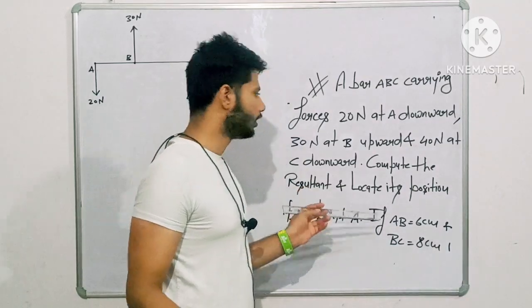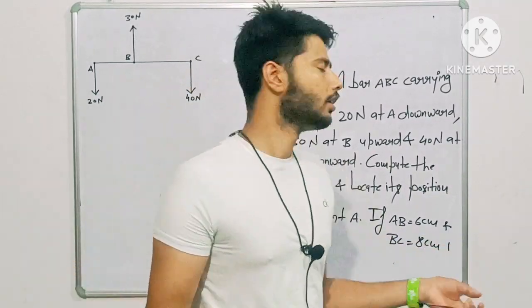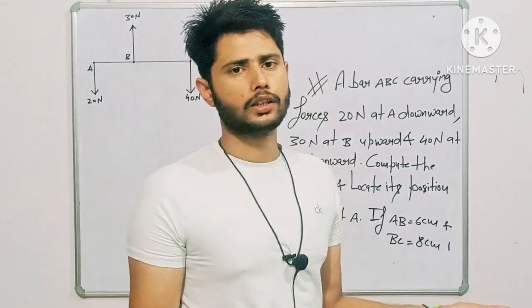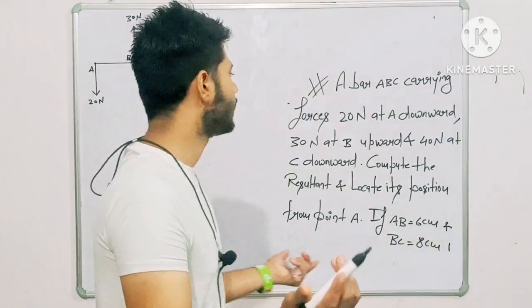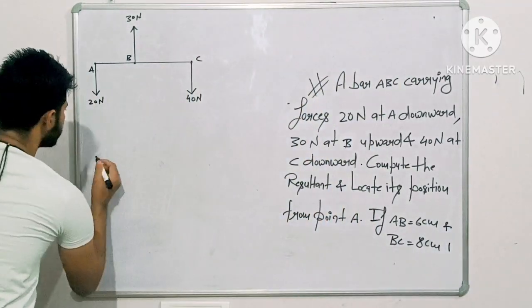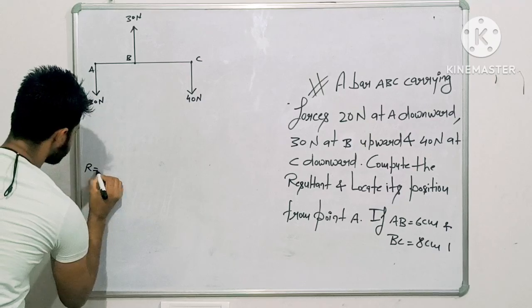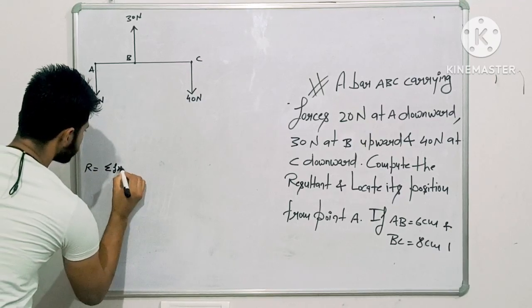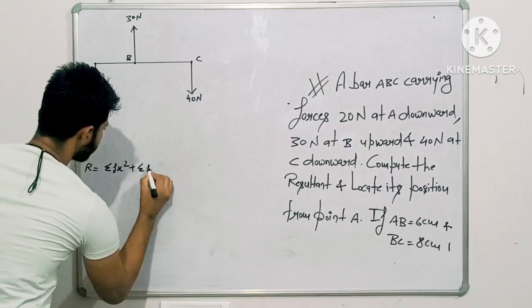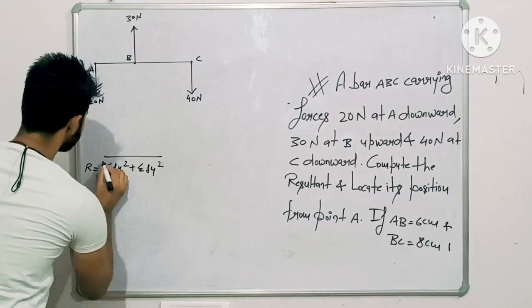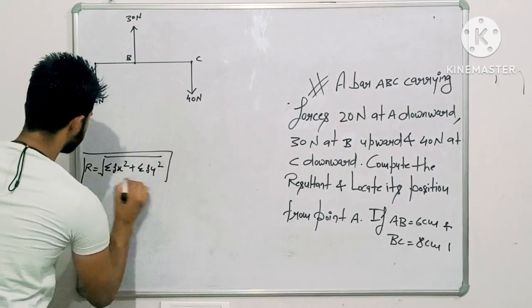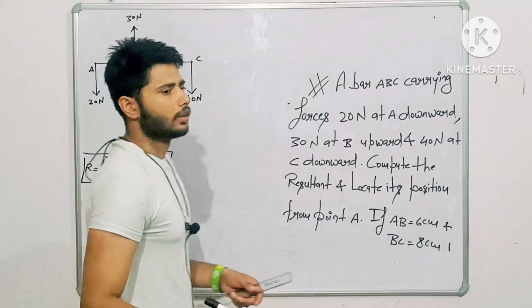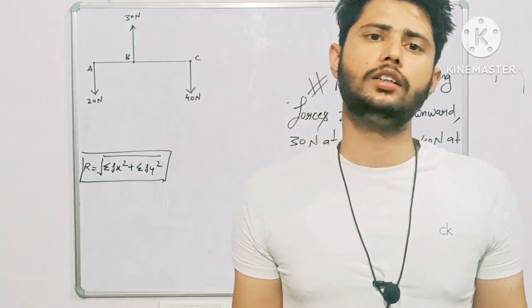Compute the resultant. We have to find the resultant first, and you already know we have a direct formula to get the value of the resultant: R is equal to the square root of the summation of Fx squared plus the summation of Fy squared.